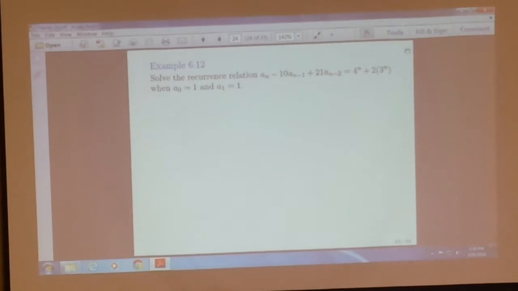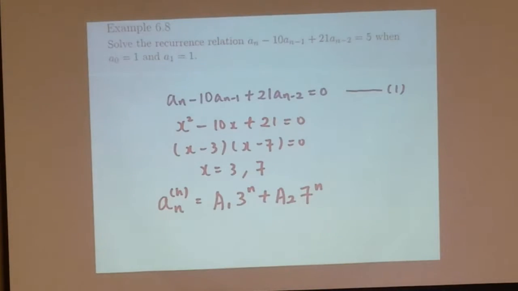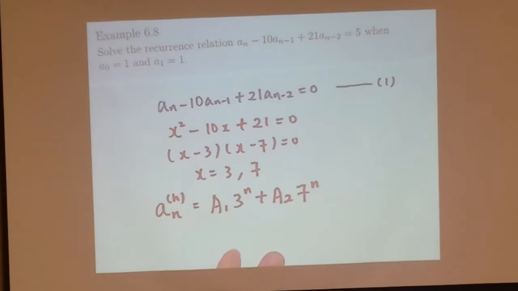And remember, the first step is to find the homogeneous solution.